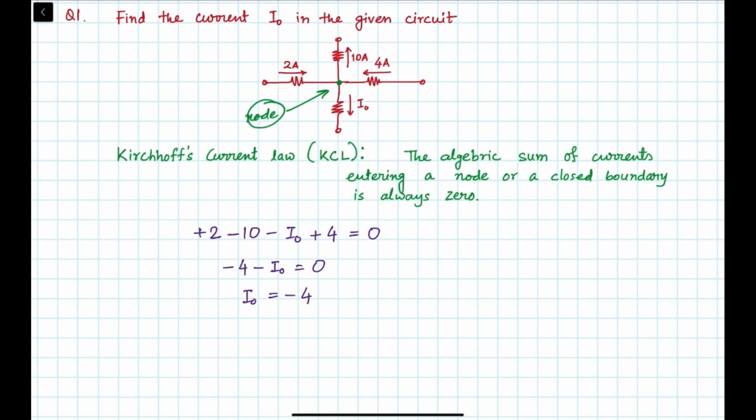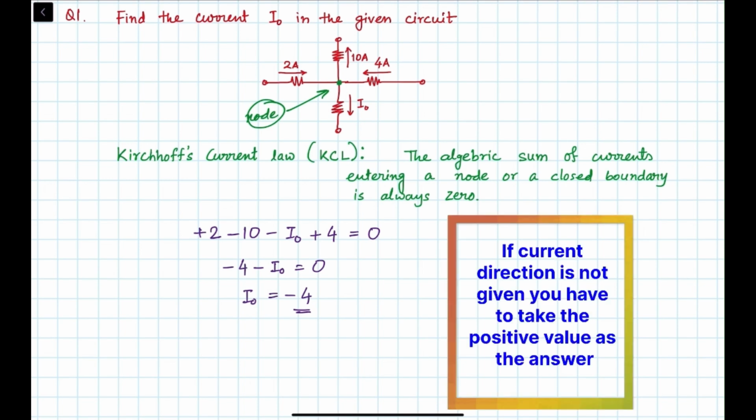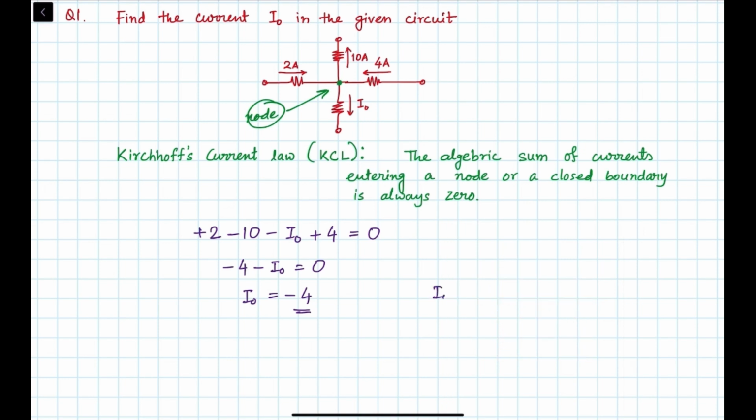You have to keep that I naught as minus only, you cannot change it to plus, because the current direction is given in the problem, you cannot change that, and you have to be careful with the current direction. So here the answer is I naught will be equal to minus 4 ampere. So that's all for this question.